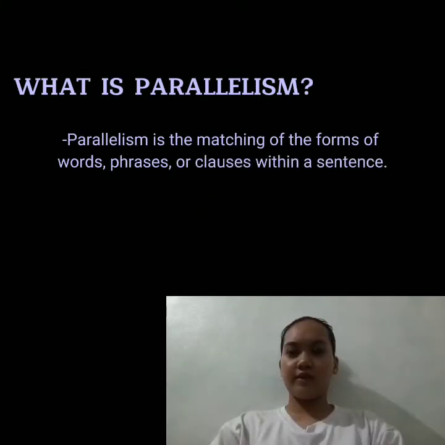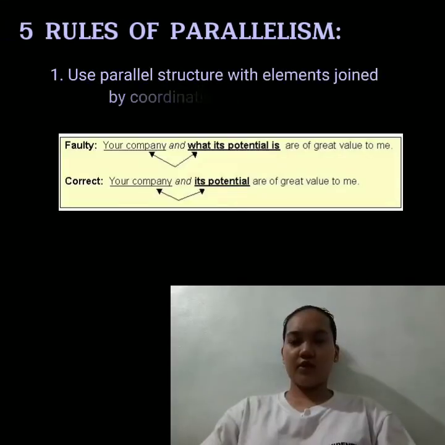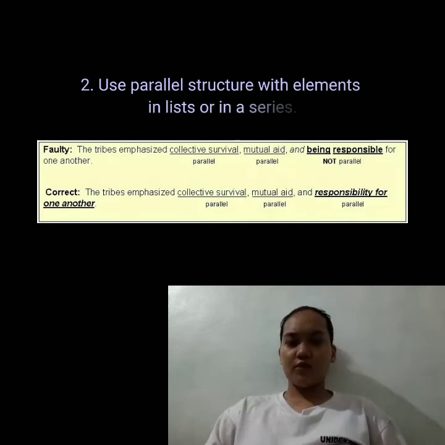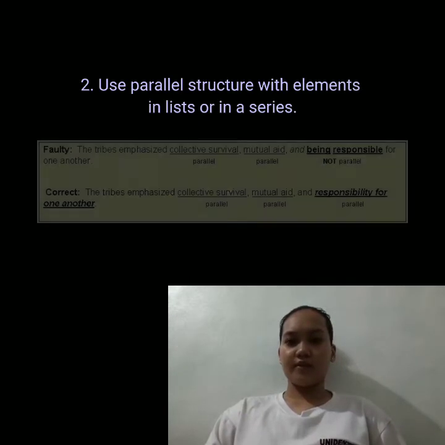What is parallelism? Parallelism is the matching of the forms of words, phrases, or clauses within a sentence. Rules in parallelism. Use a parallel structure with elements joined by coordinating conjunctions. Use parallel structure with elements in a list or in a series.